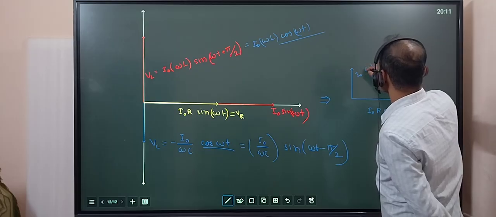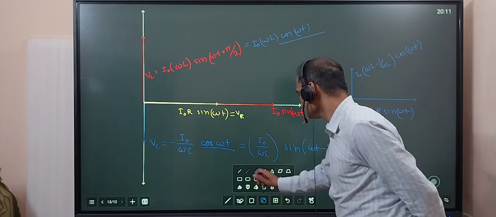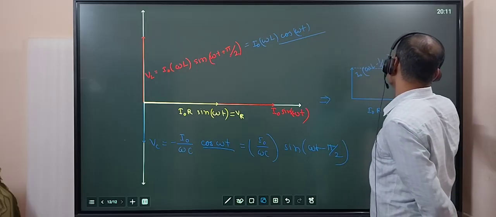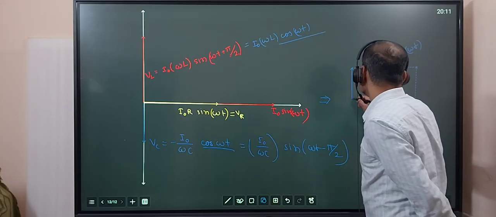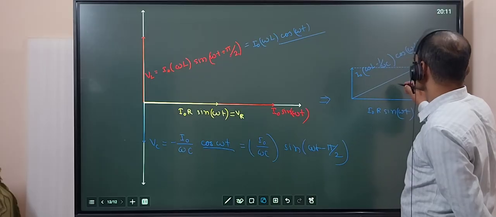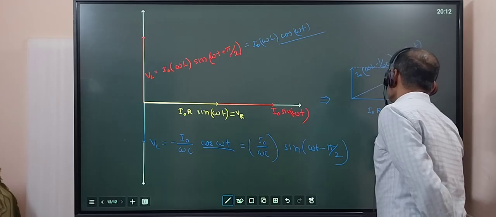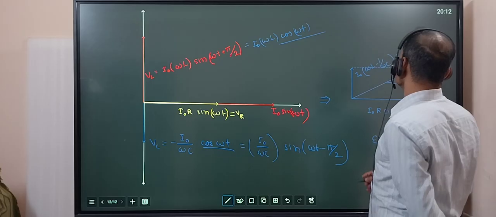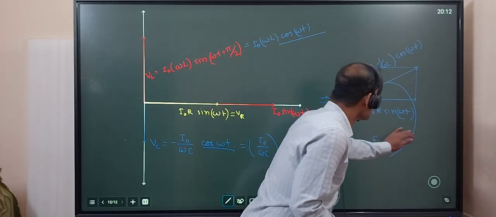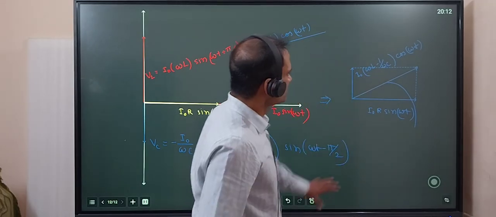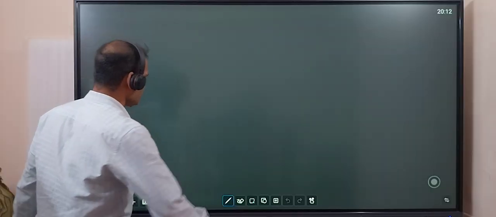This will be I naught R sine omega t, and this will be I naught omega L minus 1 by omega C cos omega t, and the resultant we can find this way. This is the resultant. Okay, so resultant will be the EMF. Resultant will be I naught R square. Okay, sorry. This thing I will write in the next page, because you can see that we have less space.